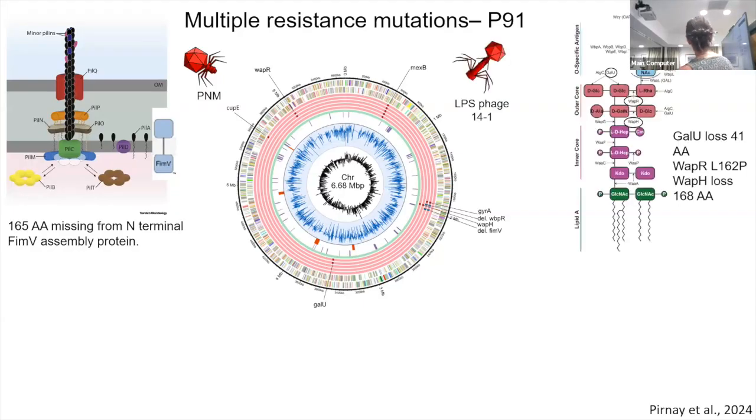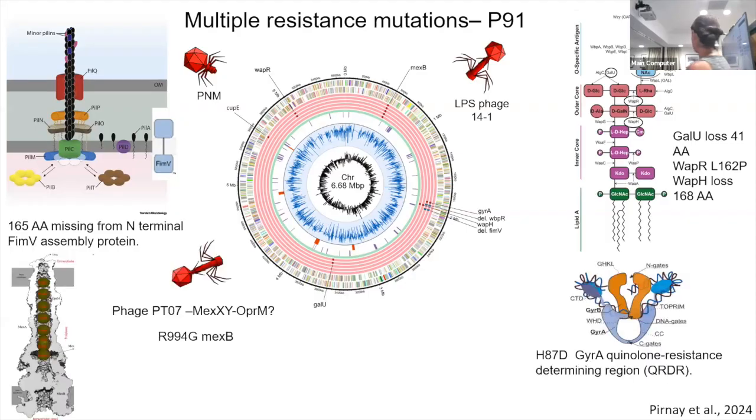For 14.1, which targets LPS, we see mutations in the inner core assembly of LPS. And for this phage PT07, which has not been characterized as well as the other phages, but is very similar to another phage that we know targets an efflux pump, we see a mutation in MexB, which is part of the inner membrane of this efflux pump. But we also see a mutation in gyrase A within the quinolone resistance determining region.